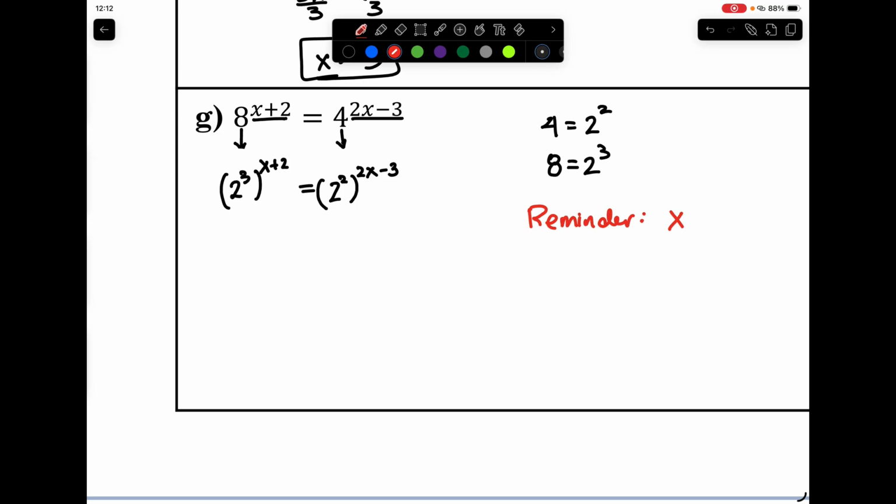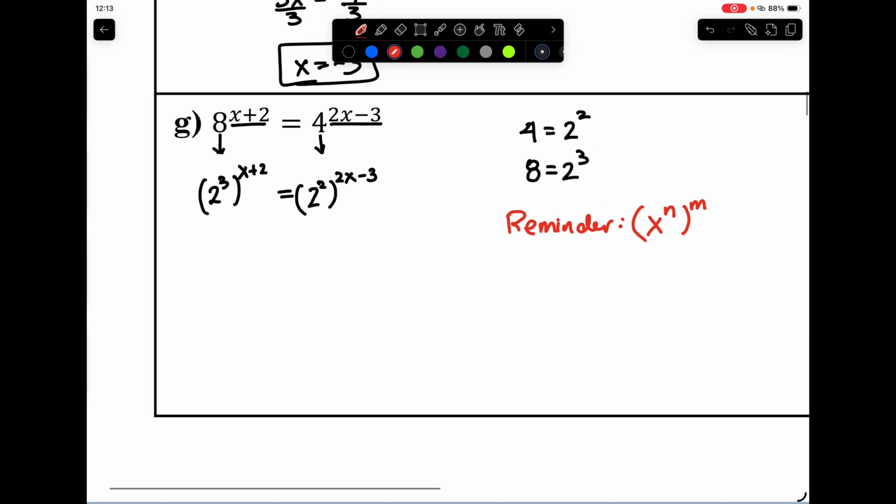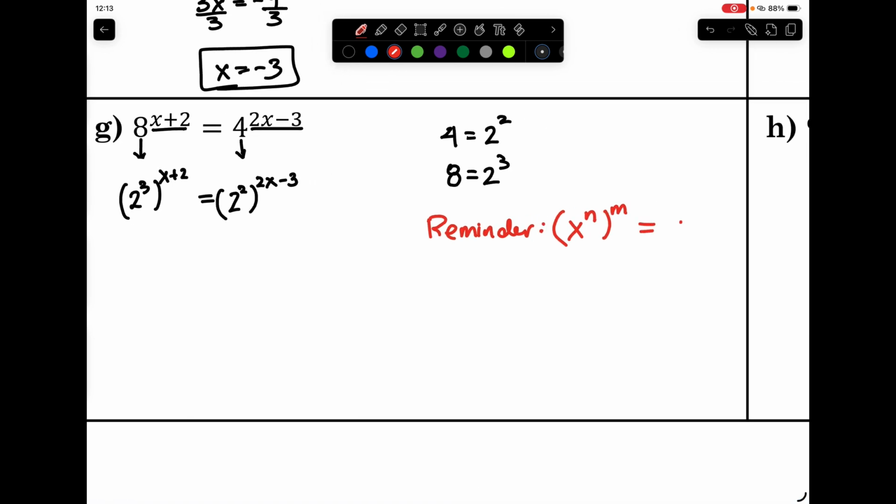If I have a power, x to the power of n, that's also being raised to another power, let's say m, this gets simplified by multiplying the exponents together, m times n.